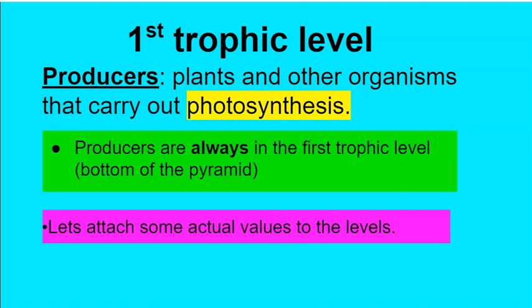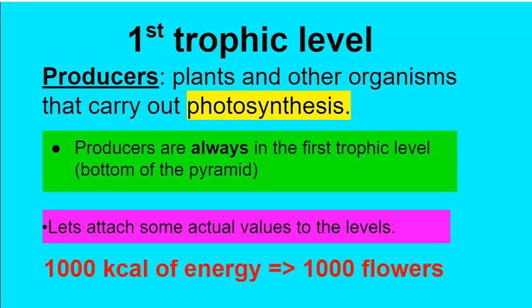Let's attach some actual values to the levels. We're just going to make up something easy here. And we're going to say 1,000 kilocalories of energy is going to be equal to 1,000 flowers at that producer level, because it's not just going to be one flower growing in a field. There's going to be a number of them, right? So if you just measured off a piece of land and you counted, say, all the flowers, and say you counted 1,000 flowers, it would probably be equal to about 1,000 kilocalories of energy. So that's what we're going by.